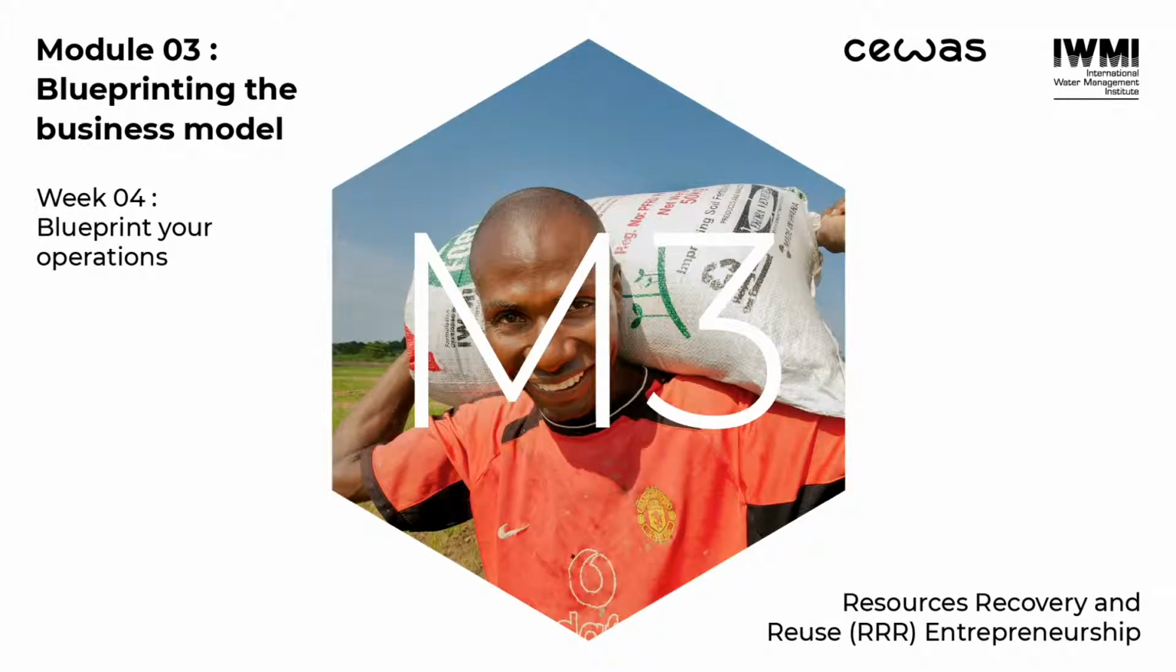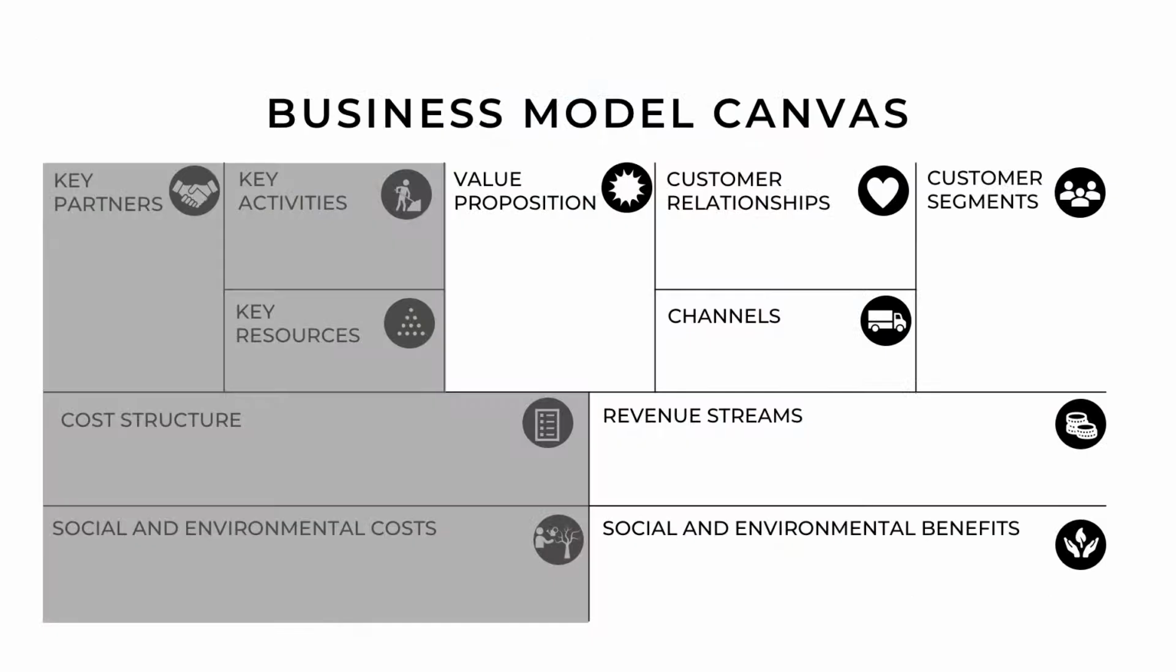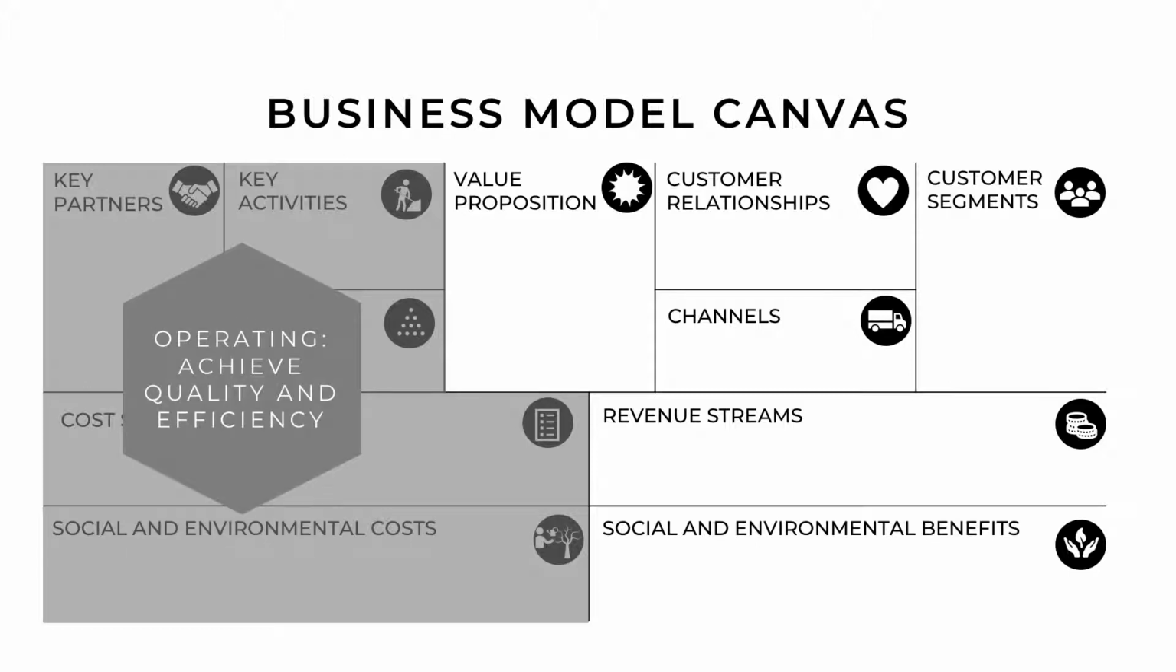Week 4, Module 3, Blueprint Your Operations. This week we will look at the left-hand side of your business model, the operational aspects. To attain competitive advantage, you need to ensure a certain quality level while achieving efficiency in your operations.